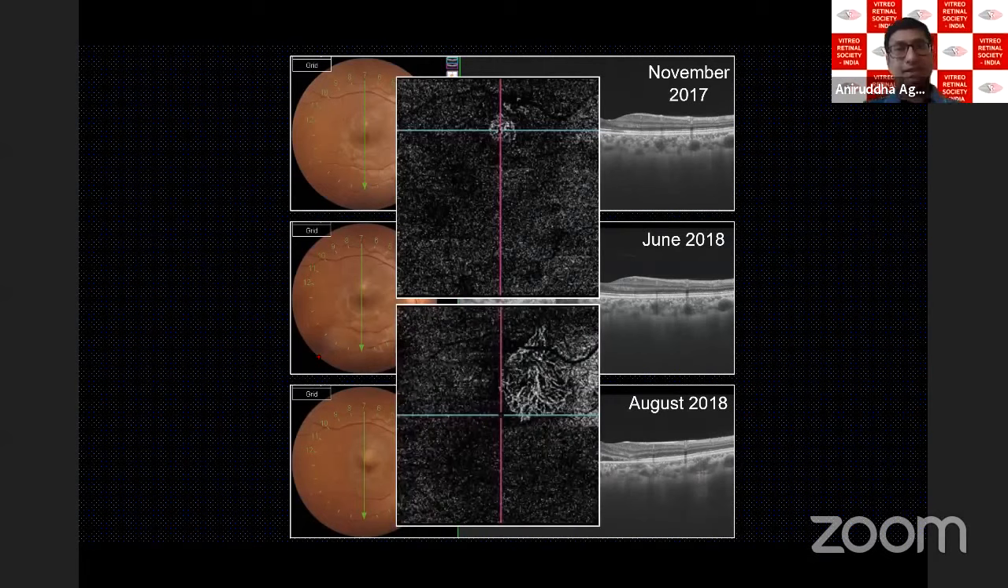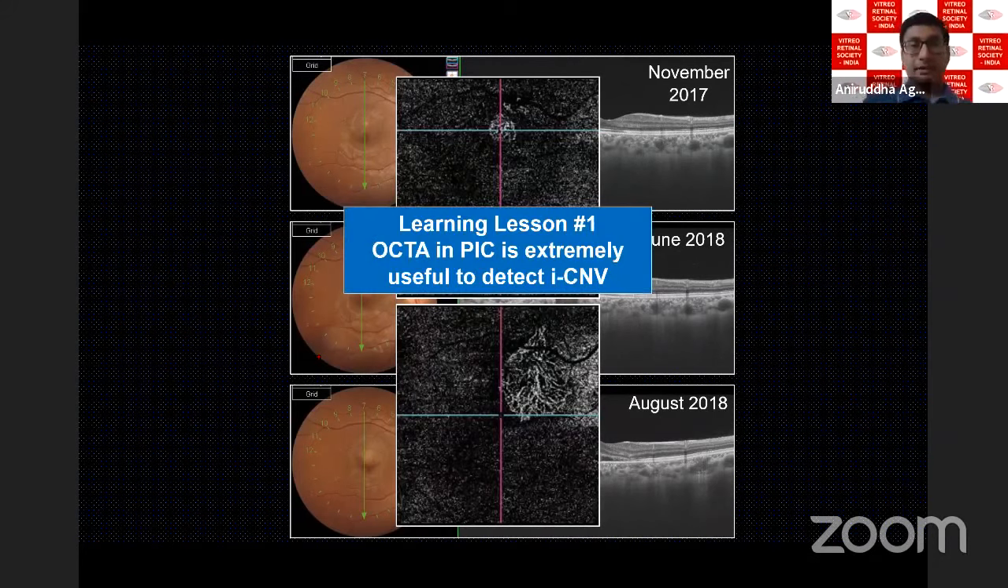Now, this basically means that in conditions which are inflammatory, the behavior of neovascular membranes is not like your AMD eyes. These tend to progress really fast and they can cause significant visual damage by the time there is fluid in the retina. So the learning lesson number 1 is that I like to use OCTA in PIC to detect these inflammatory neovascular membranes.